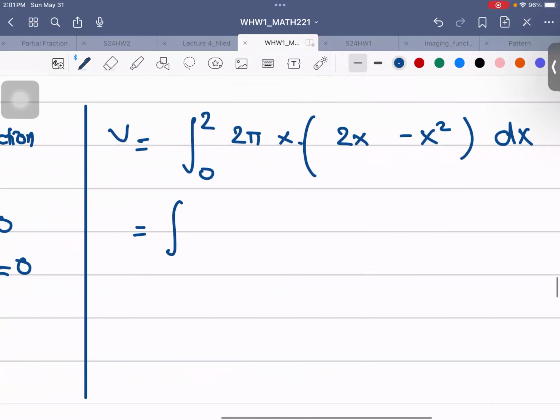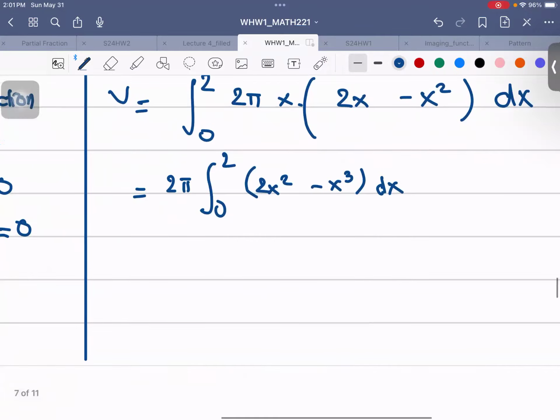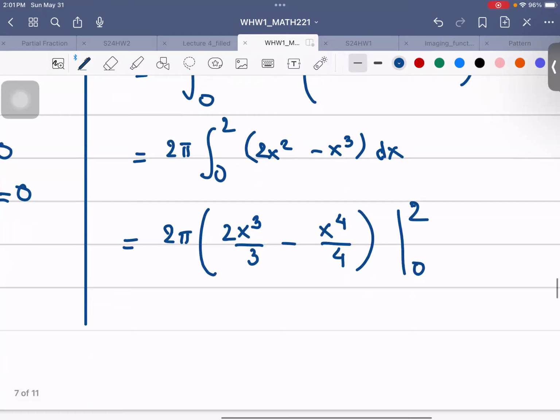Okay, and that brings 2 pi to the front. The integral from 0 to 2. x times 2x gives me 2x squared. x times negative x squared gives me negative x cubed. Okay, and then we just need to use the power rule to find the antiderivative. So I have, sorry, 2x cubed divided by 3, subtract x to the power of 4 divided by 4. And you need to evaluate the antiderivative from 0 to 2.